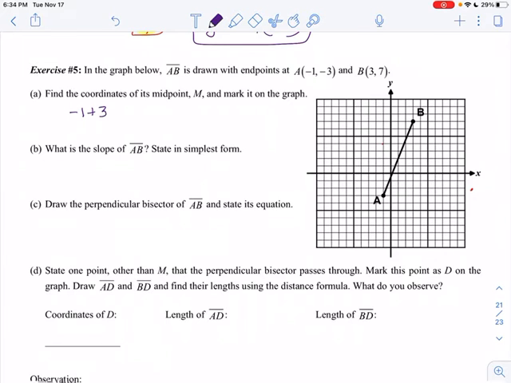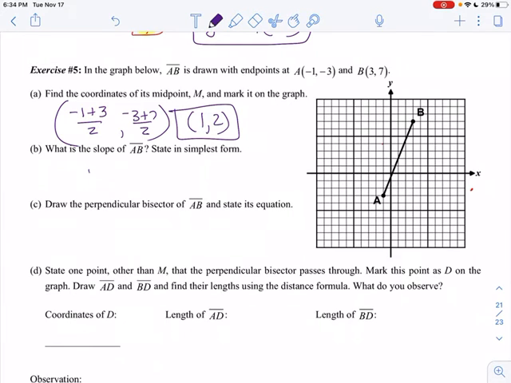I'm going to add the x's, -1 plus 3, divide by 2. Add the y's, -3 plus 7, divided by 2. -1 plus 3 is 2, and 2 divided by 2 is 1. -3 plus 7 is 4, and 4 divided by 2 is 2. So that's my midpoint.